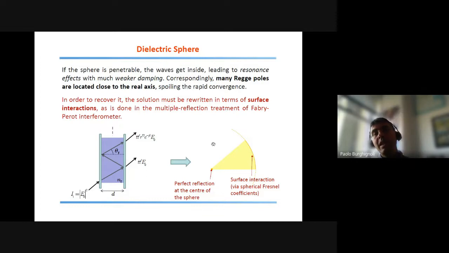Something similar can be done. A sphere can be considered as a resonator in which the waves bounce back and forth between the center, where perfect reflection occurs, and the surface of the physical sphere, where the surface interaction is described by the spherical Fresnel coefficients. That is a modification of the ordinary Fresnel coefficients that takes into account the curvature of the sphere. And therefore, here we have reflection as well as refraction or transmission outside.